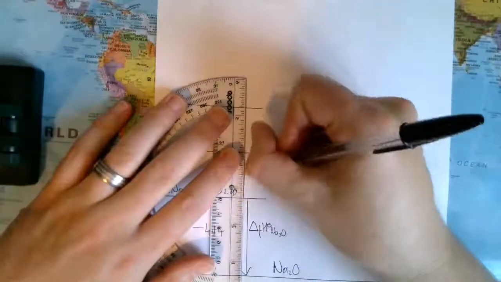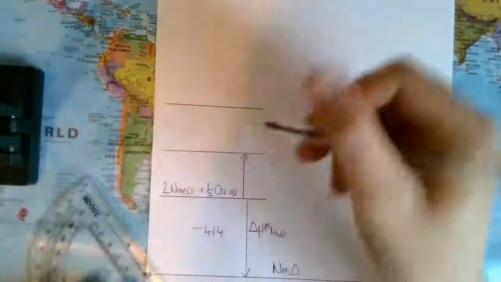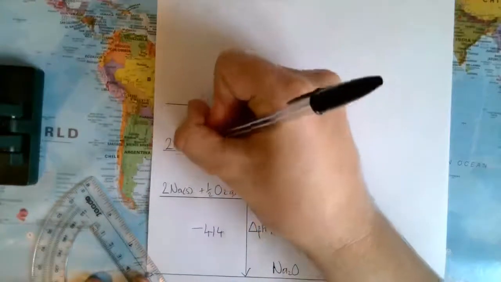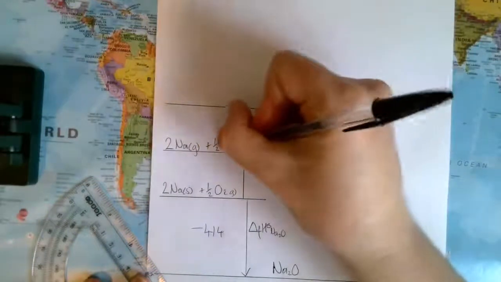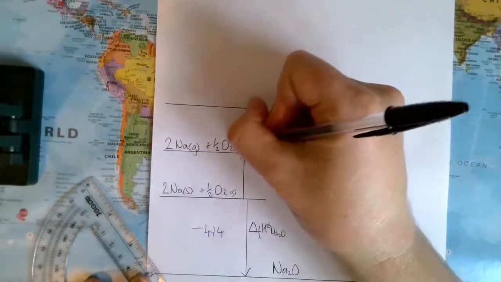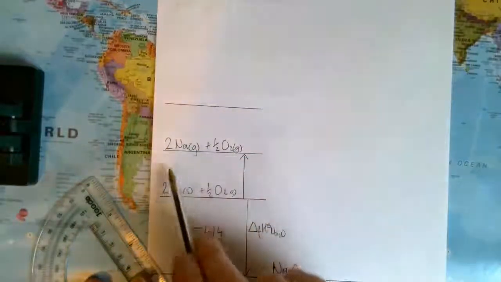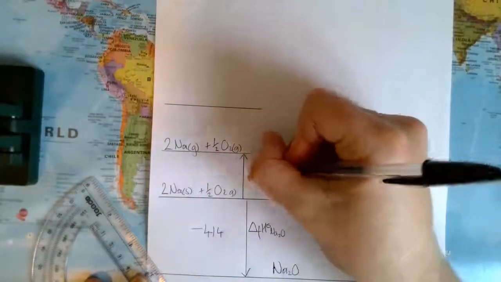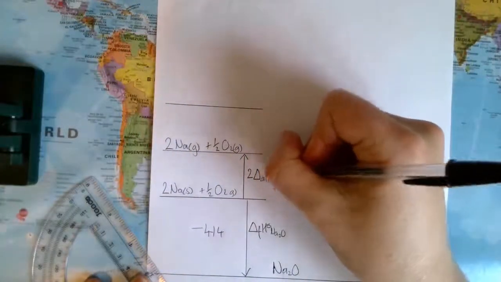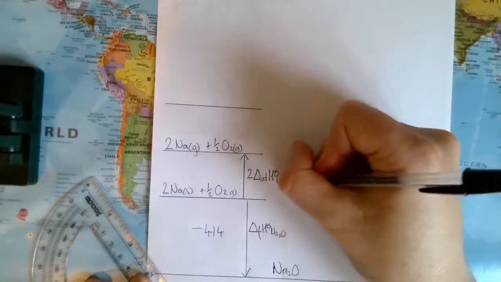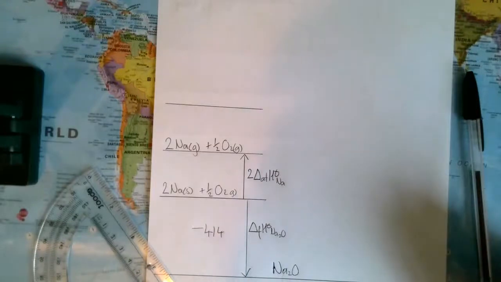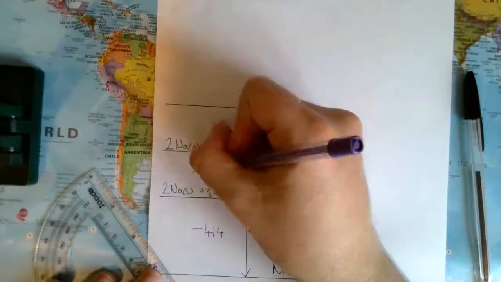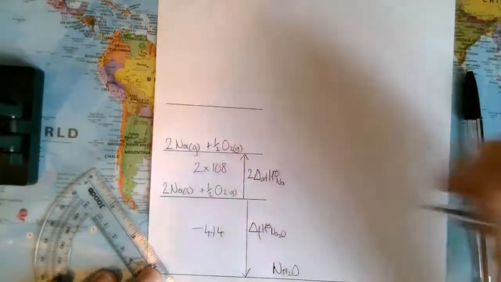So we're going to go up here, and now instead of having two sodiums as solids, we've got two sodium as gaseous atoms. The oxygen is unchanged. Now, key bit, there are two sodiums, so this is 2 times the enthalpy change of atomization of sodium. From the textbook, each of these was 108, so this is 2 times 108.